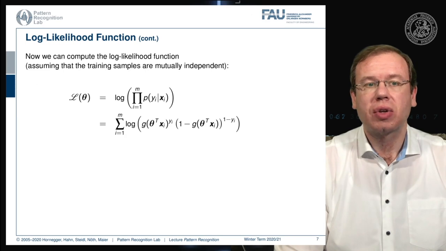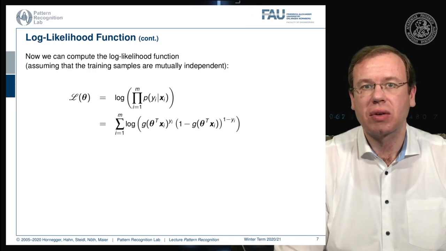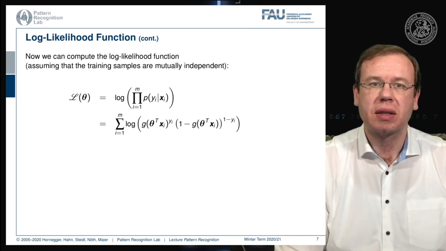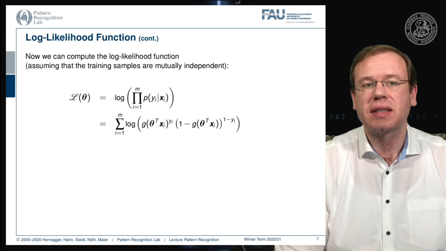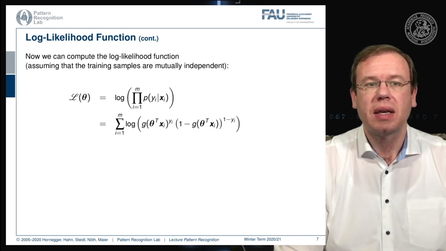Our product turns into a sum, and then we can also pull the logarithm inside, which is actually converting our product into the sum, and then we see it's a sum over logarithms, and within the bracket we see the definition of our posterior probability, and this is again the formulation using the Bernoulli probability as mentioned previously. So here we have these terms with the logistic function.